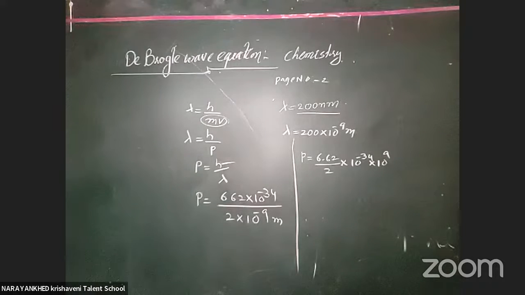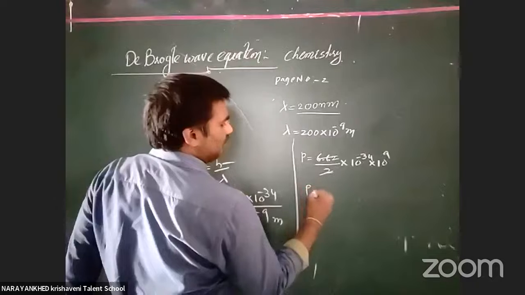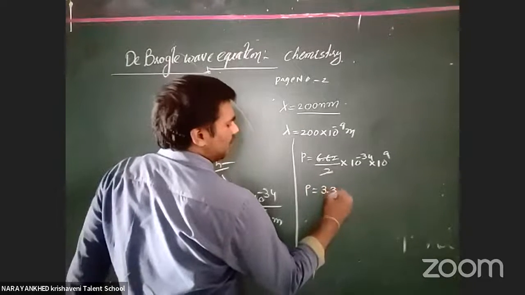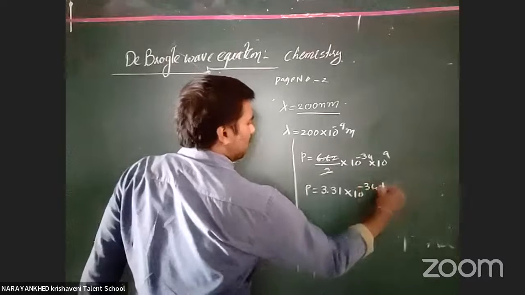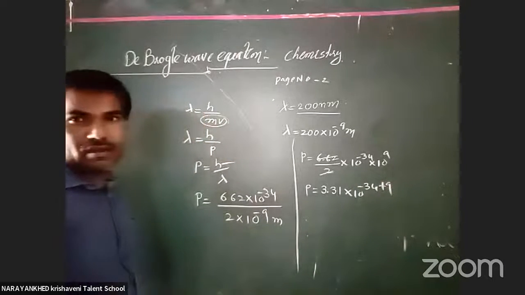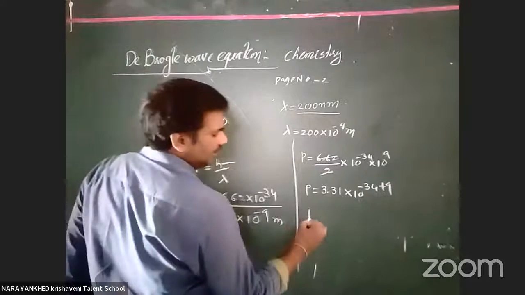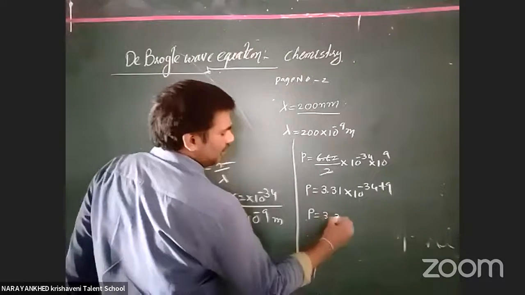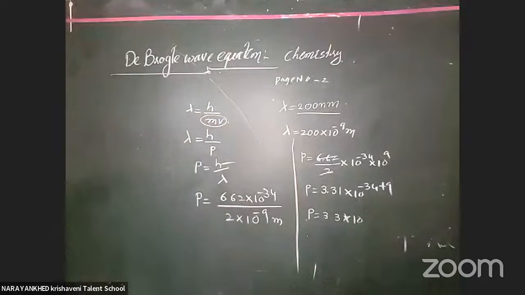Clear or not? Now it is written as p is equal to 3.31 into 10 to the power of minus 34 plus 9. Got it or not? Here we write it as 3.3 into 10 to the power of minus 34, as well as the plus 9.